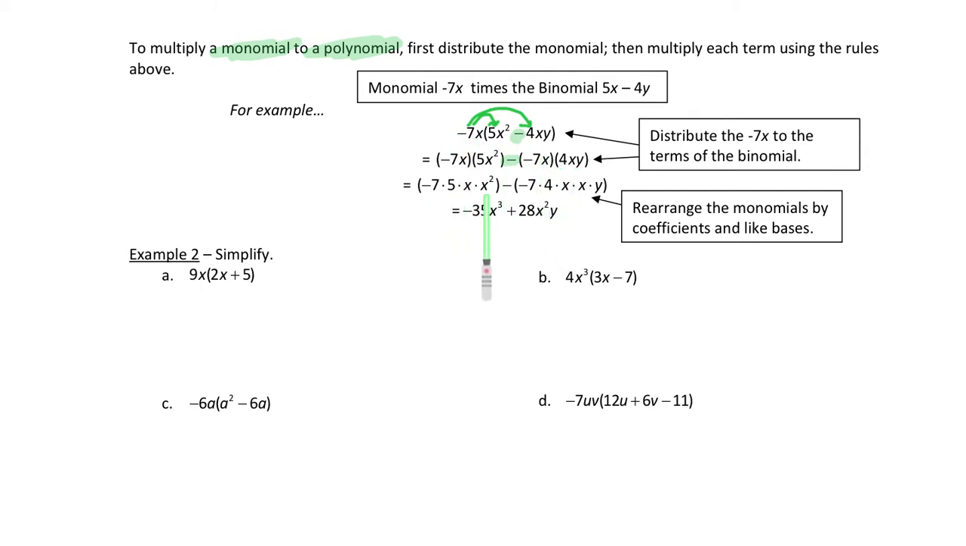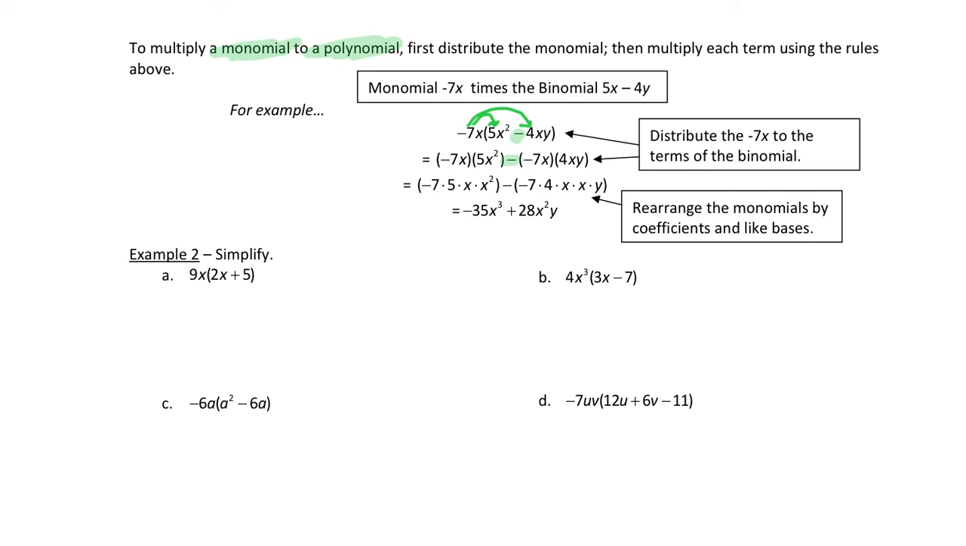Then we do what we did above, where we rearrange everything. Once again, this part's optional. Once you get really good at this, you don't need to rearrange anymore. But we can see the negative 7 times the 5, and then the x times the x squared. Same thing over on this side, which gives us this final answer, which is quite lengthy.